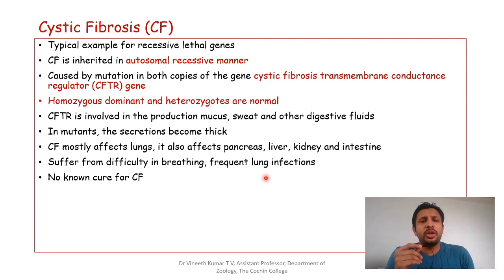And there is no known cure for cystic fibrosis. They have to live with cystic fibrosis lifelong, and usually it is said that they are severely prone to infections like pneumonia, etc. That might be the cause of their death. So this is also an example of a recessive lethal gene, which is lethal because such individuals do not have much life expectancy because of such recurring infections, etc. So that's with our recessive lethal genes.